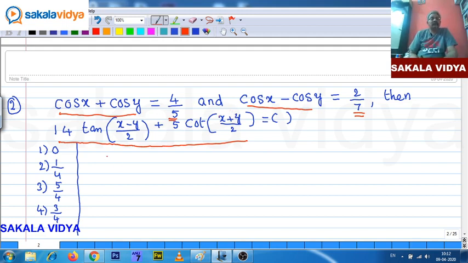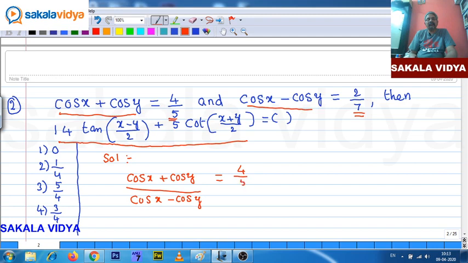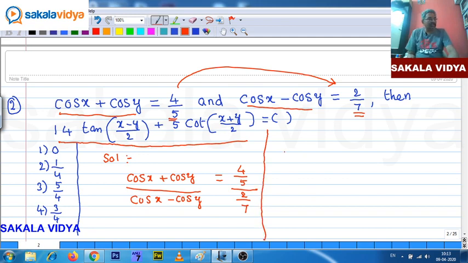Now the solution. Let us make a plan like this. Write down cos x plus cos y upon cos x minus cos y. So this equals 4/5 upon 2/7. Am I correct? So this is divided by this one. Now cos x plus cos y is in the form of cos c plus cos d, that we can write as 2 cos of (c plus d)/2, that is cos of (x plus y)/2, and cos of (c minus d)/2, that is cos of (x minus y)/2.